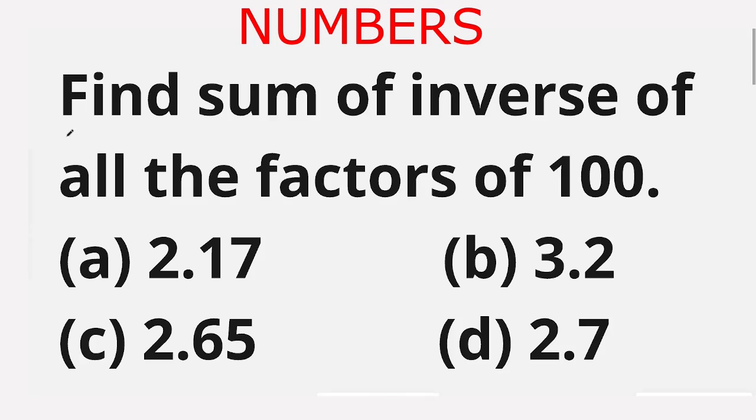Our question is, find sum of inverse of all the factors of 100. The given options are option A 2.17, option B 3.2, option C 2.65, option D 2.7.